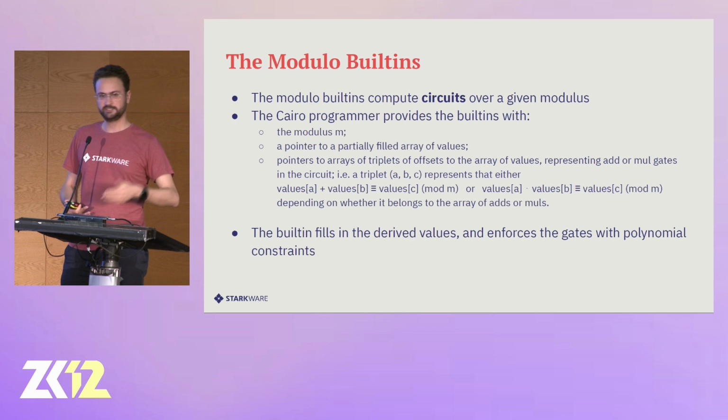So triplet ABC, which says that either the value at A plus the value at B is equal to the value at C modulo M, or the product is equal to that. Using these kind of gates, you can also get subtraction and division. You just have to give A and C to be the values that are already known, and then B is derived to be the division or subtraction, depending on whether it's a multiplication or addition gate.